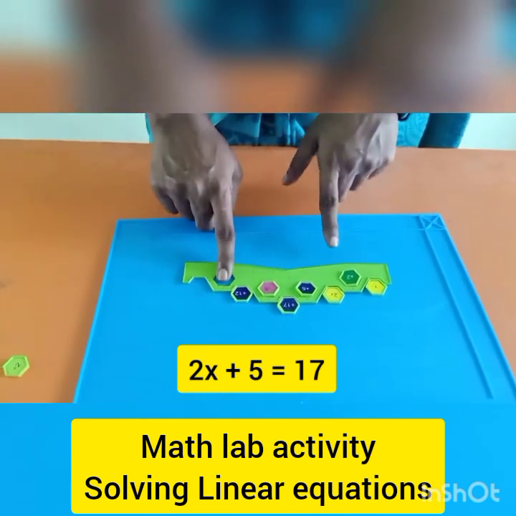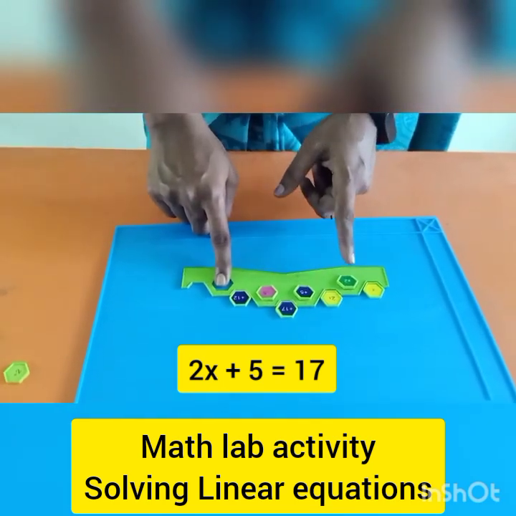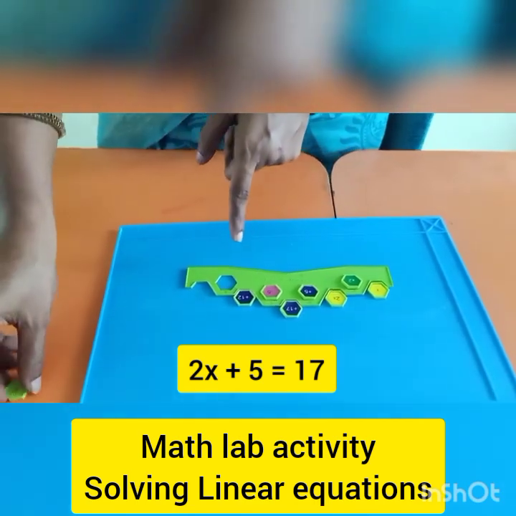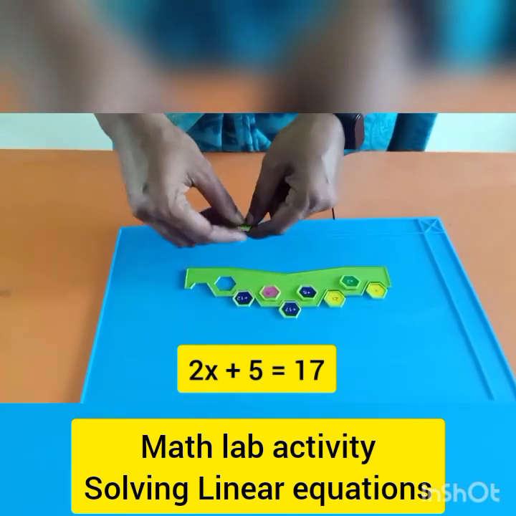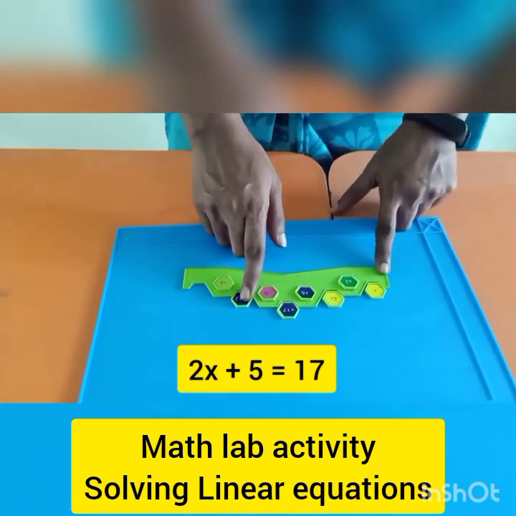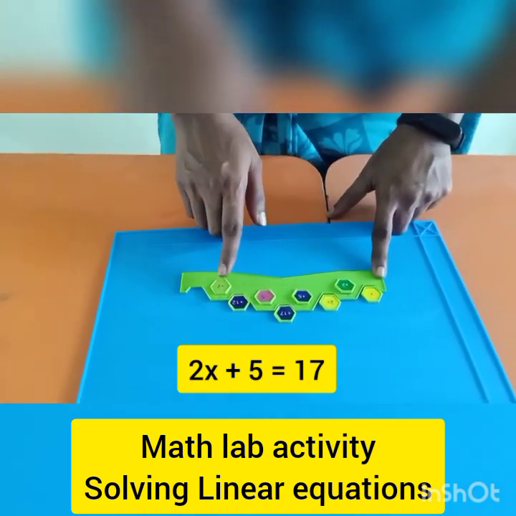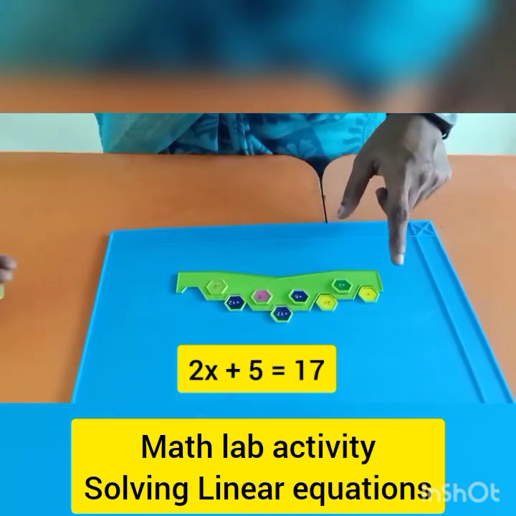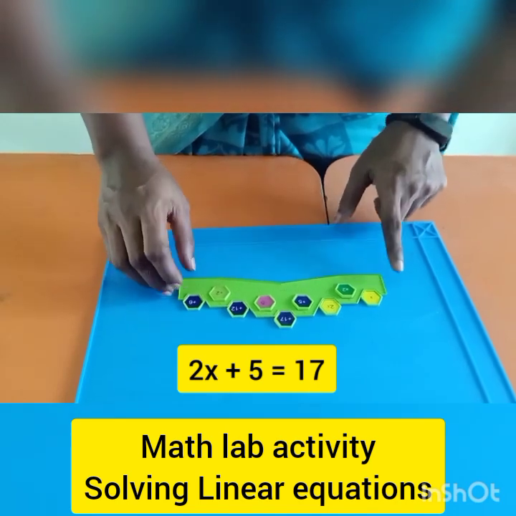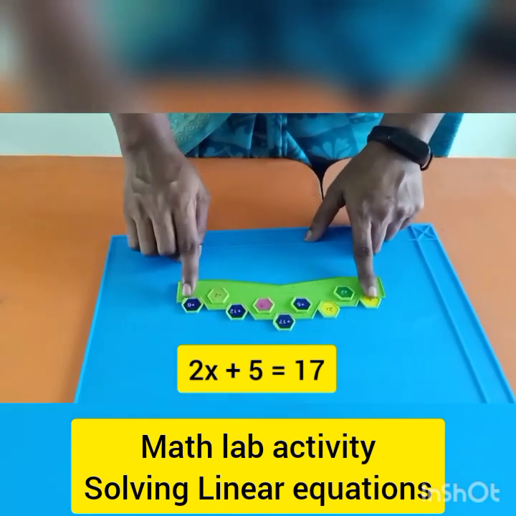Now, this slot is the opposite of this slot. Now, this multiplication by 2 should be fixed with division by 2, with the division symbol. Now, just divide 12 by 2. 12 divided by 2 is 6. Now, here is your answer. The value of x is 6.